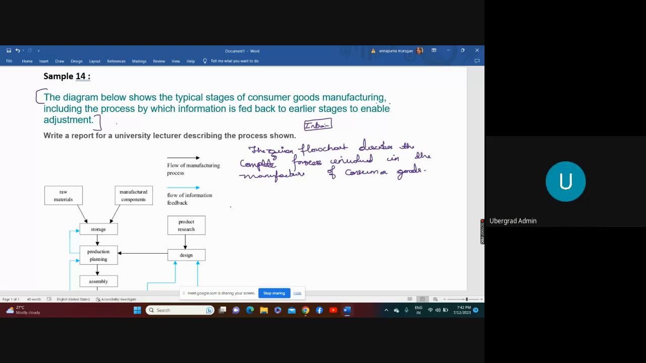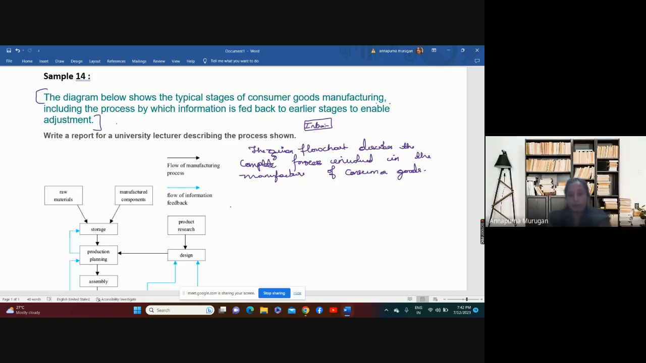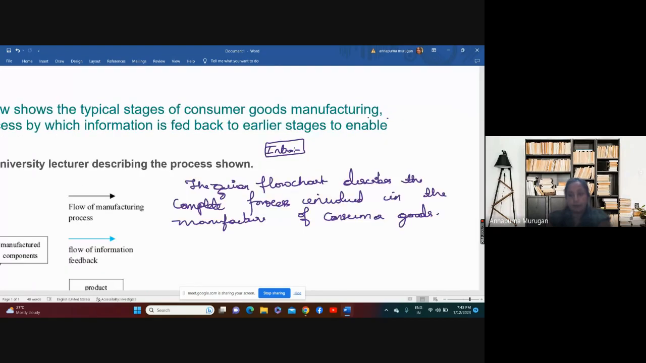Excuse me, ma'am. Is it possible to zoom in a little bit more? I'll do that. Thank you. Welcome. Okay, so now, guys, is it visible?